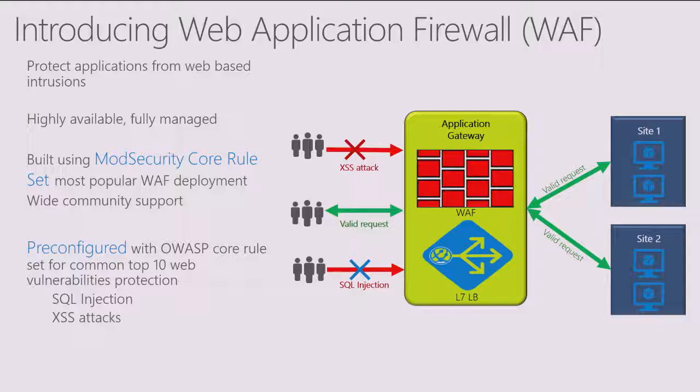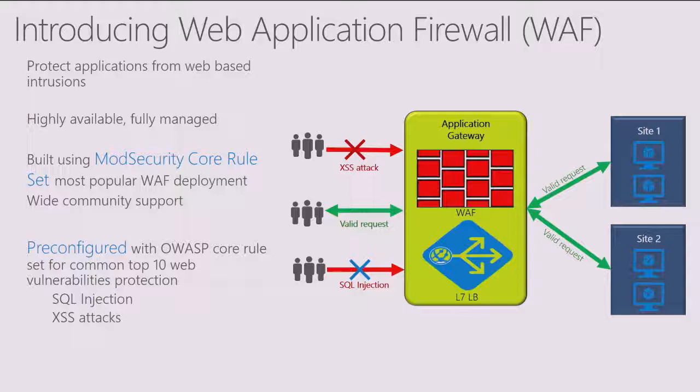Now, Web Application Firewall is built using core rule sets from Mod Security. When we launched in preview, we supported core rule set 2.2.9. Today, we support core rule set 2.2.9 as well as 3.0. Now, the Mod Security core rule set is one of the most popular WAF deployments and has a lot of community adoption and support. That is one of the reasons we chose to go with Mod Security as the de facto standard.